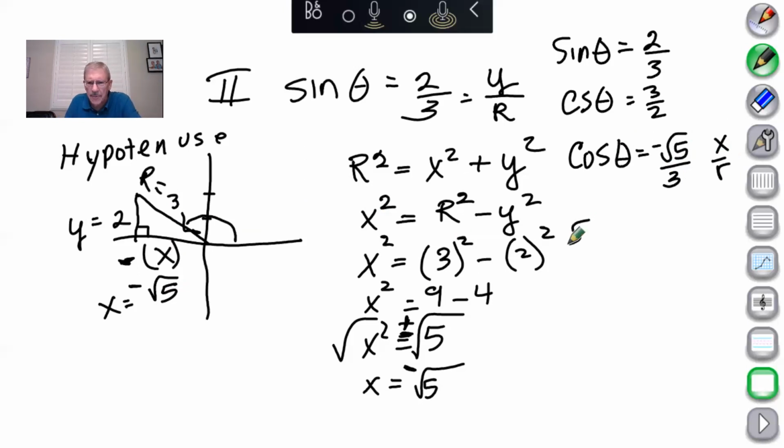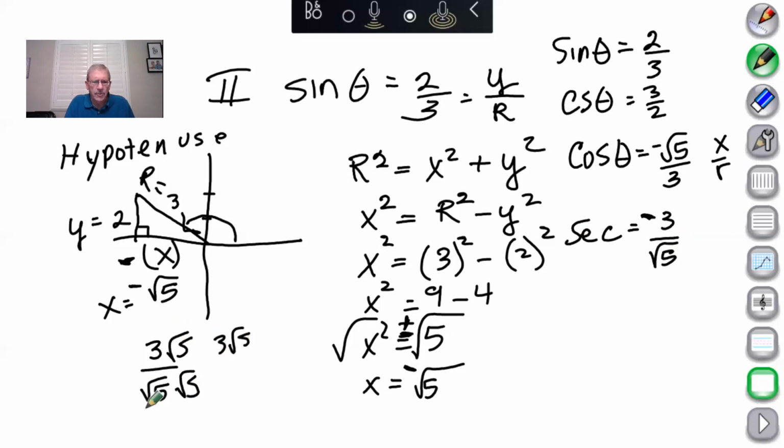And so what would the secant be? If this is negative, its reciprocal is going to be negative 3 over radical 5. We don't want to leave that answer, so let's rationalize it. 3 over radical 5 multiplied by radical 5 over radical 5. Sorry, 3 radical 5 over radical 25, which is 5. So we want to simplify that to 3 radical 5 over 5, and we want to keep it negative.